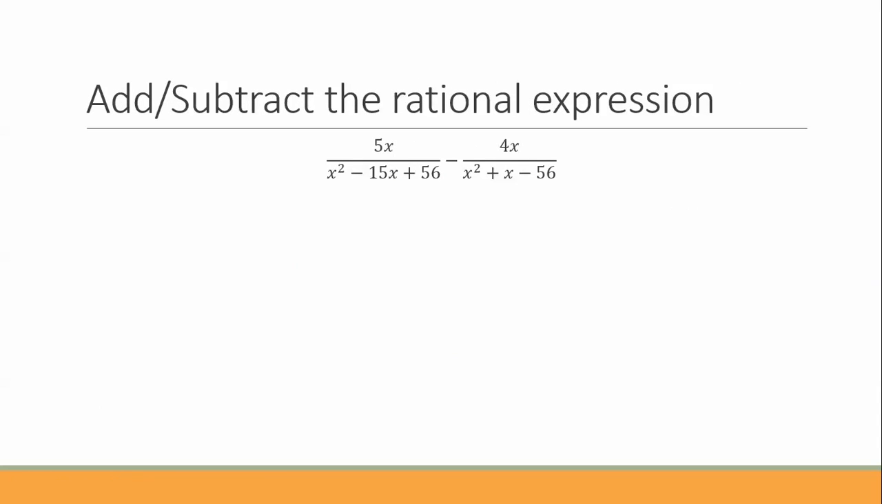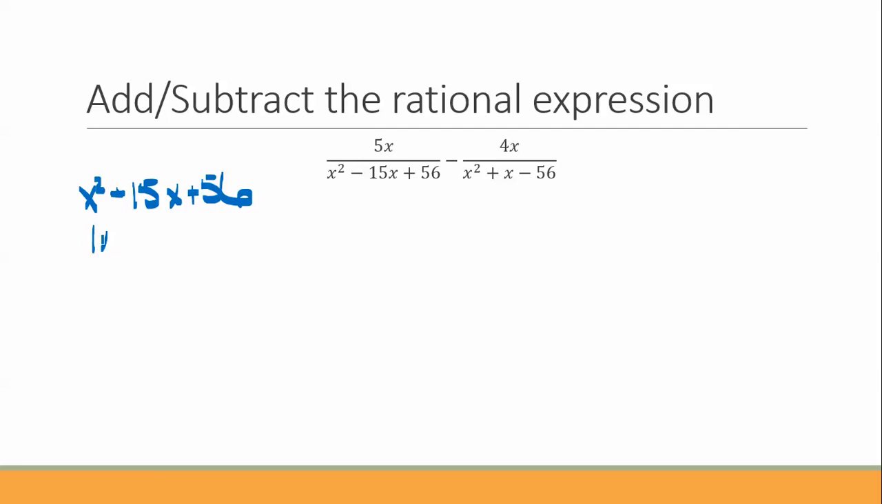Our last one is we want to add and subtract some more rational expressions. Before, we had them factored, or there was not much factoring to do. This time we have to factor both the denominators to see what we need for a least common denominator. So x squared minus 15x plus 56. This one I'll factor with the AC method.